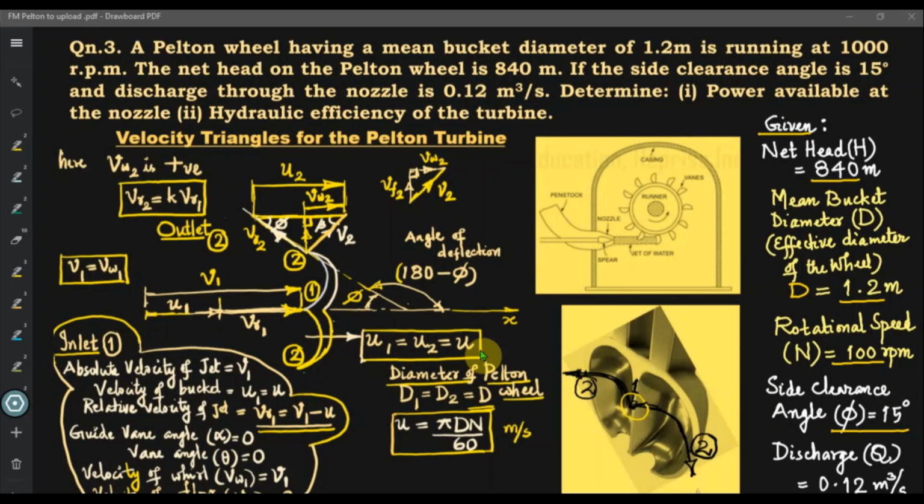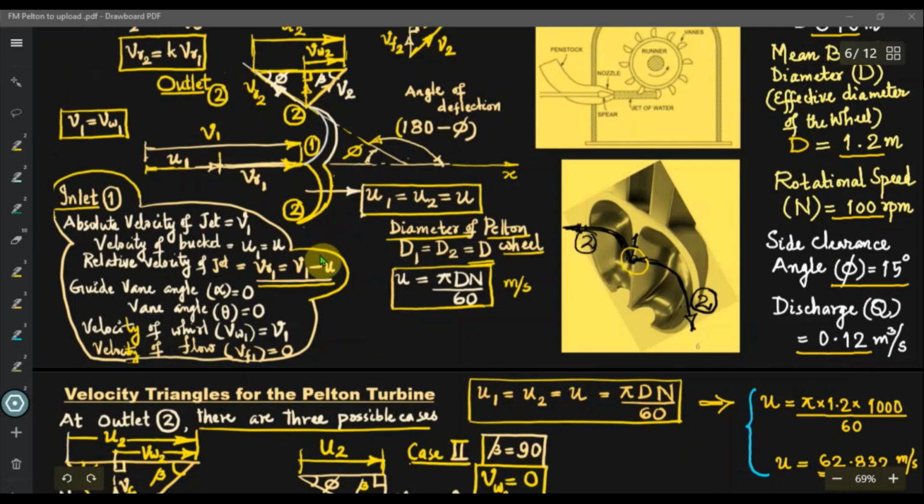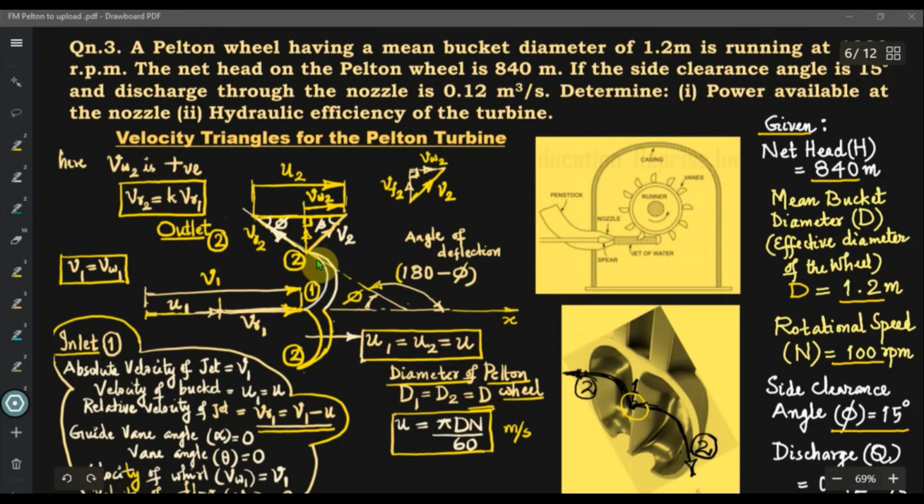Question is this: a Pelton wheel having a mean bucket diameter of 1.2 meters is running at 1000 rpm. The net head on the Pelton wheel is 840 meters. If the side clearance angle is 15 degrees and discharge through the nozzle is 0.12 meter cube per second, determine 1, the power available at the nozzle, and 2, the hydraulic efficiency of the turbine. So we are already familiar with this velocity triangle. If you require the whirl components of velocities at inlet and outlet for the runner power calculation, we have to consider the velocity triangle.